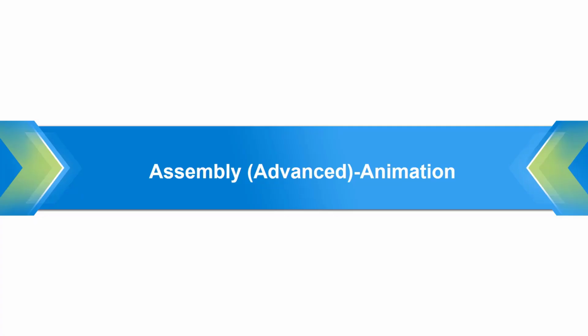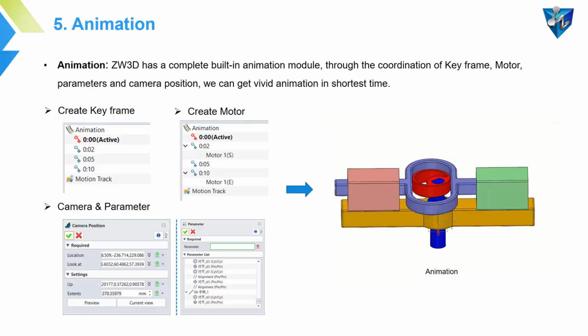Okay, next I'd like to show you the animation module, which can simulate the assembly movement with the different camera positions. To be specific, you can use keyframe, motor, parameters, and the camera position properly to get an intuitive and vivid animation in the shortest time. Okay, now let's move over to ZW3D to show you more details about animation.